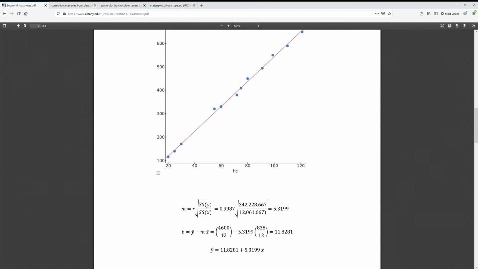The mean of y minus the m we just found, times the mean of x, and that's 11.8281. And there is our finished linear regression line. We're not necessarily graphing it, although I've got the graph of the red line so you can see it. It's 11.8281 plus 5.3199x. That's a little back to front, but there you go. Don't mix up the m and the b. By the way, let's think this through logically.